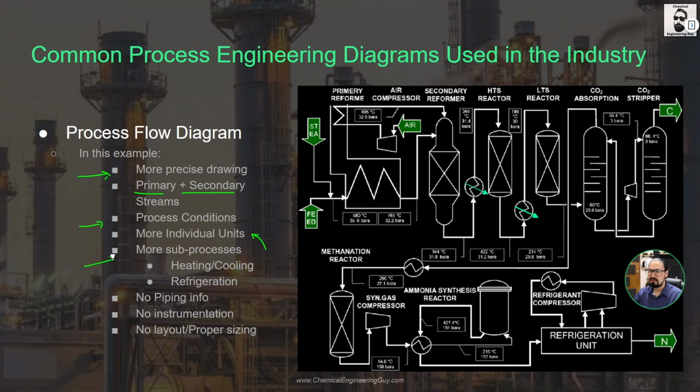As stated before, you're going to encounter more sub-processes. It's quite common that the more in detail you go, the more unit operations you're going to encounter. Not because in the block flow diagram they didn't exist, simply, we were just simplifying the process. Once again, no piping info, no instrumentation, and no layout or proper sizing.